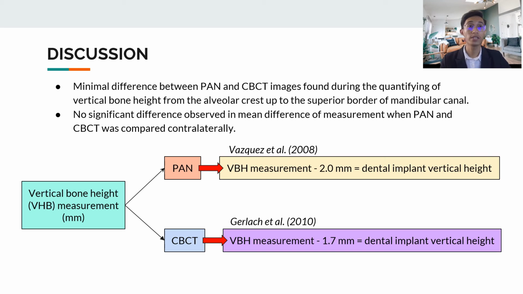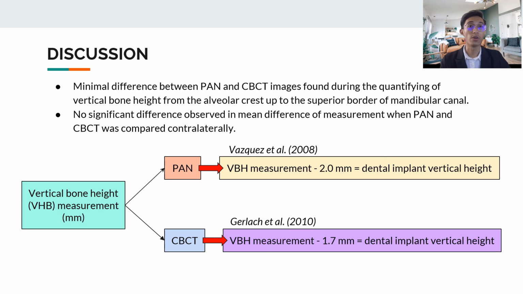According to Vasquez et al., a safety margin of at least 2 mm between the tip of the dental implant and the superior border of the canal in panoramic radiographs is adequate to determine an adequate alveolar bone height prior to posterior mandibular implant insertion. Similarly, a study conducted by Gelak et al. suggested that when using CBCT-based data for pre-implant surgery assessment, a safety zone of 1.7 mm should be taken into consideration.